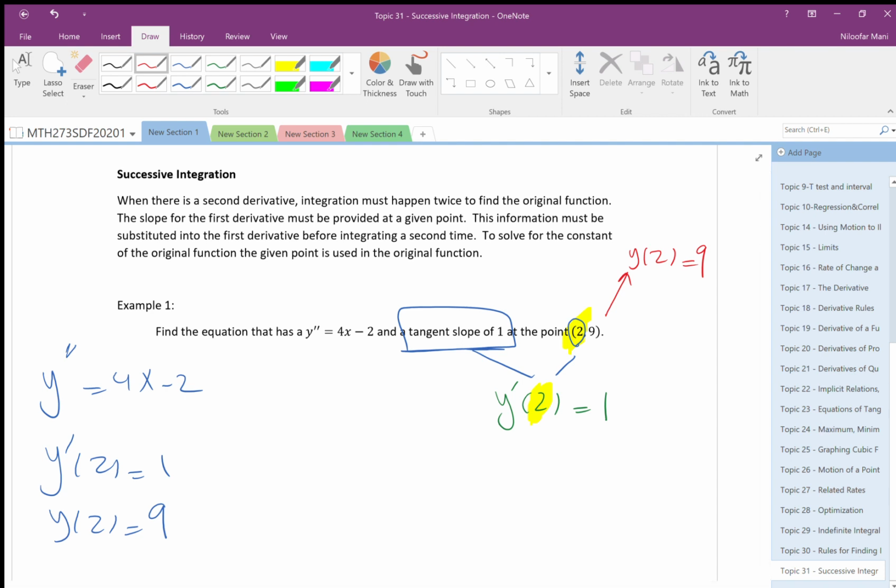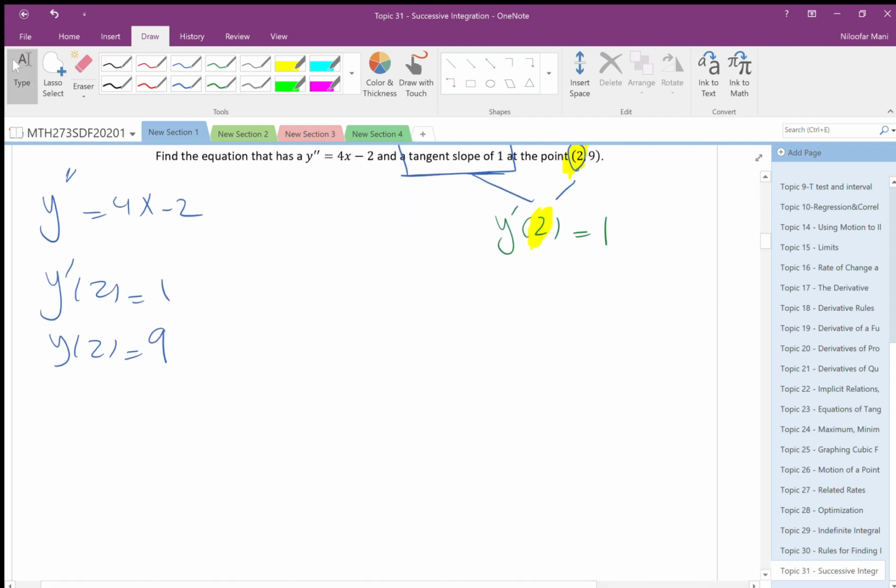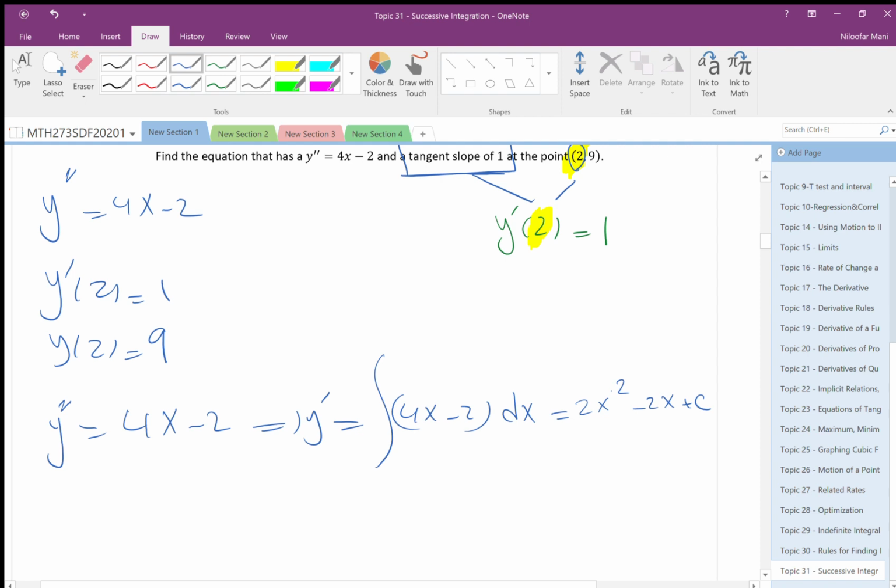So I want to find y here, but I have the second derivative. In this case, I have to do integral twice. So I have y double prime equals 4x minus 2, which is the second derivative, and then y prime equals integral 4x minus 2 dx, which is 2x squared, oops, sorry, 2x squared minus 2x plus c.